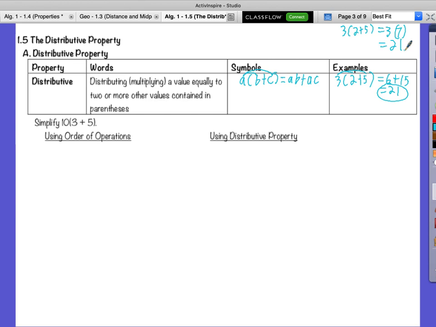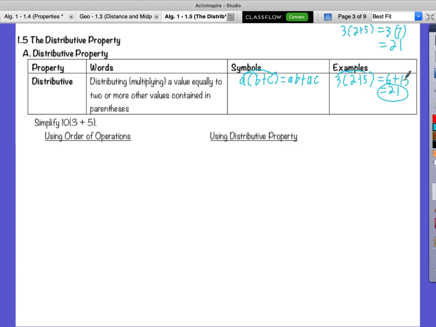Now you might be wondering, Mr. Carlson, why do we use the distributive property? I feel like it would have been easier just to do 5 plus 2 first. Maybe you're thinking that. Well, on some problems, it's going to be way easier to do the distributive property than that. We'll see that in a minute. Questions on that?